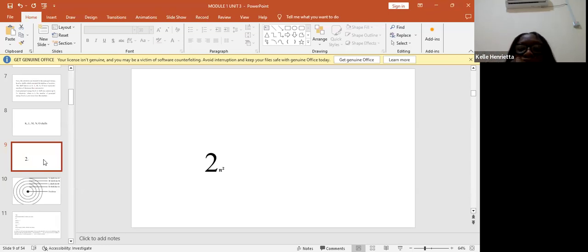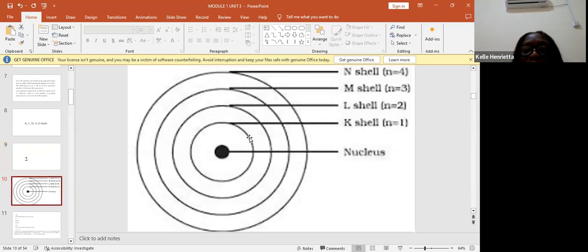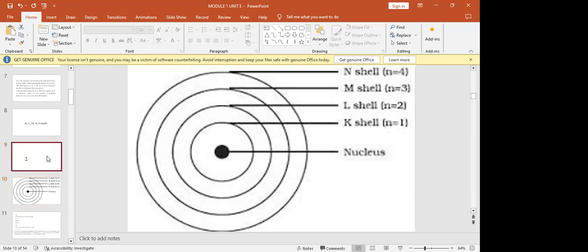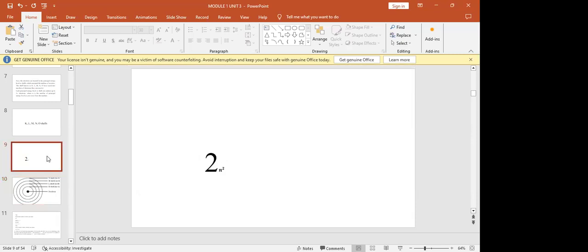it has. 2 times n raised to power 2. That n is the number or the position of the shell from the nucleus. For instance, this first one, which is the K shell, is the first one, so it's number 1. So it means that n is 1.